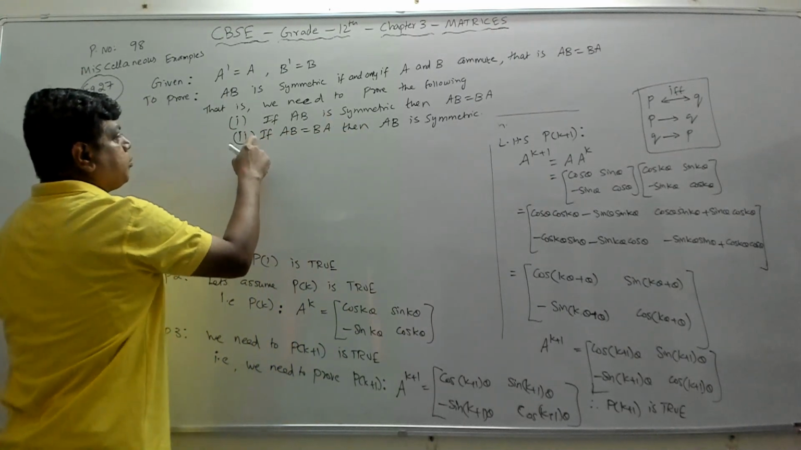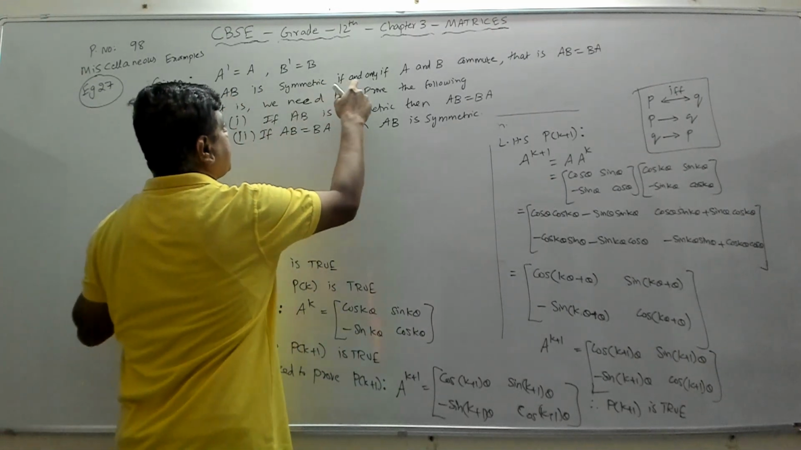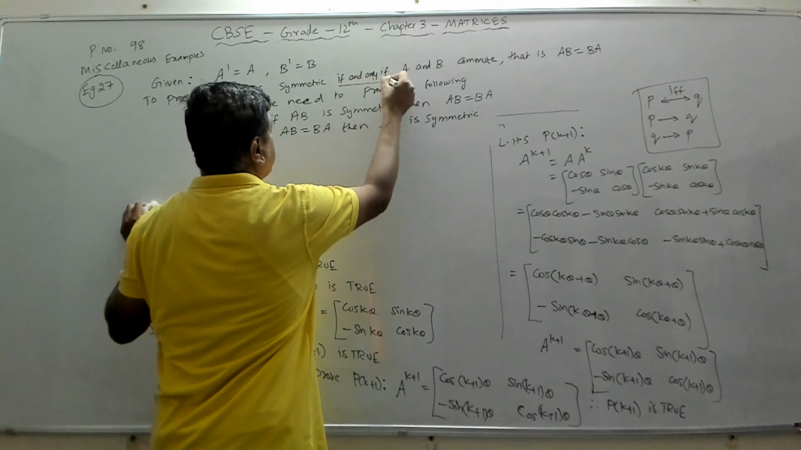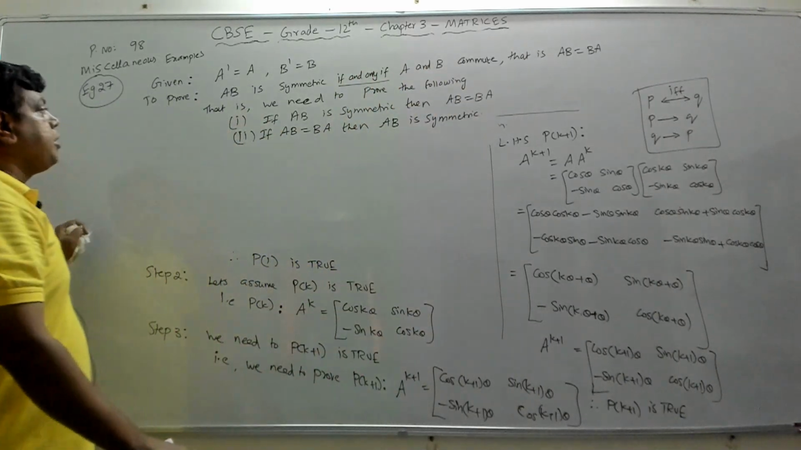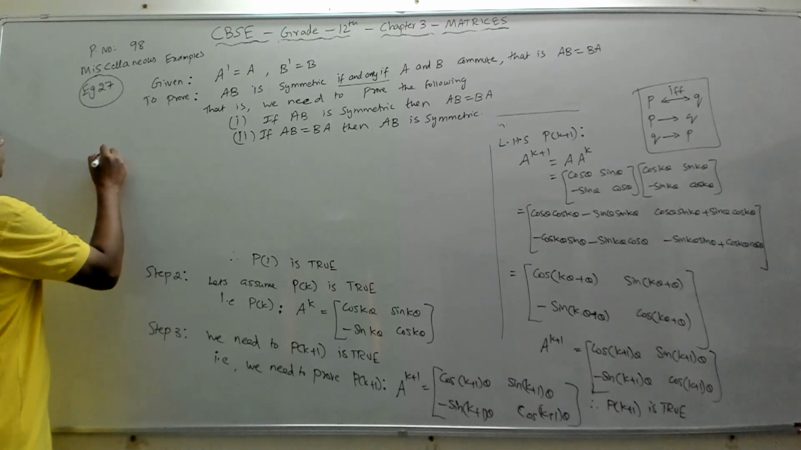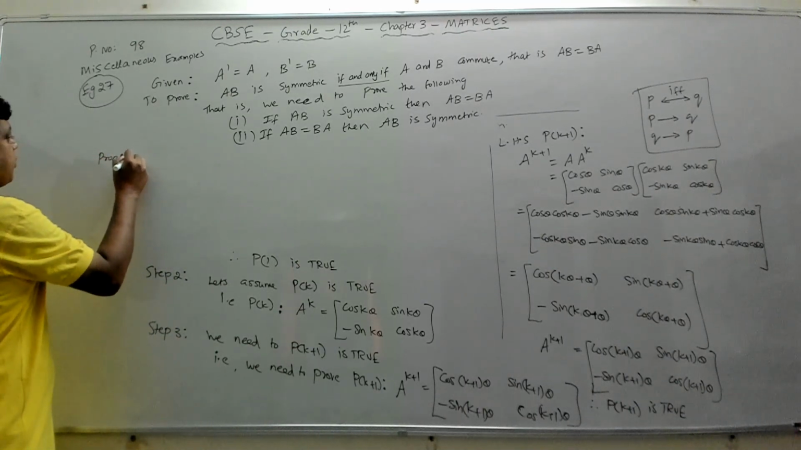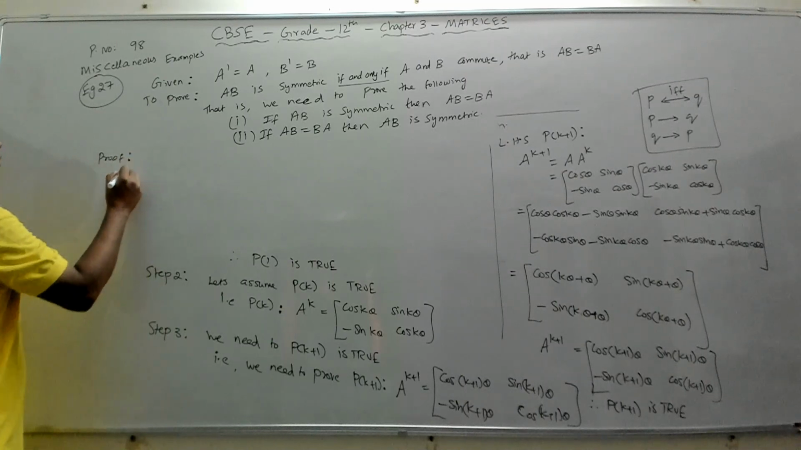The moment you prove these two, you can say AB is symmetric if and only if. This word is very important. If and only if A and B commute. That is AB equal to BA. So proof. We'll do the proof for the first part. The first part is, so part 1.